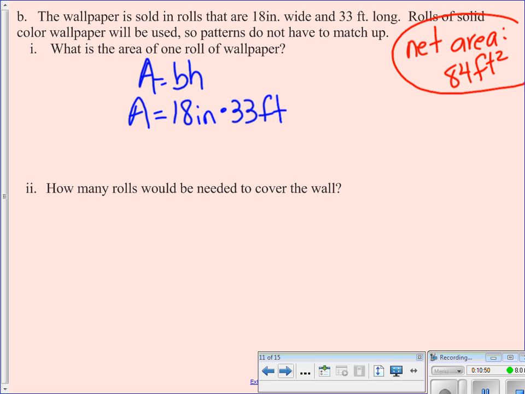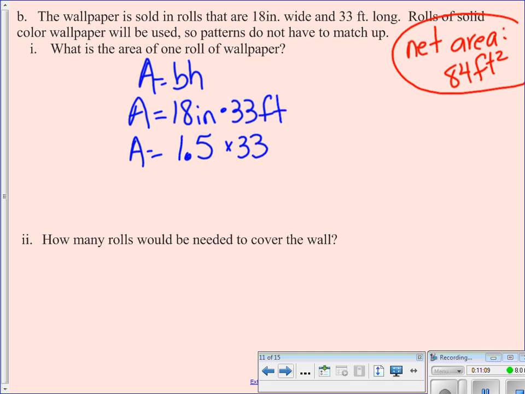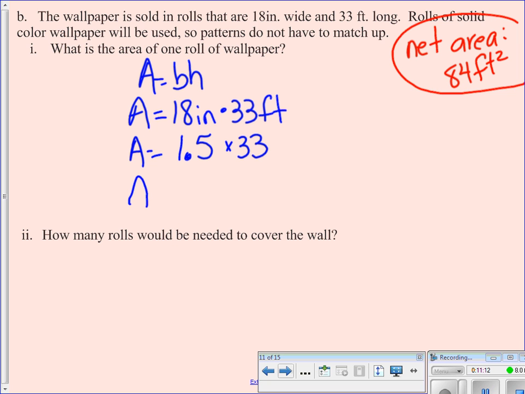One of them is inches, one of them is feet. I could do 33 times 12 and change my 33 feet into inches, but then look how big that number will be. I already know that 18 inches is 1.5 feet times 33 feet. So what is the area of the wallpaper? So we go to our messy margin, we do our long multiplication, or we look at the answer key, and we realize that it's 49.5 feet, and that's one roll.